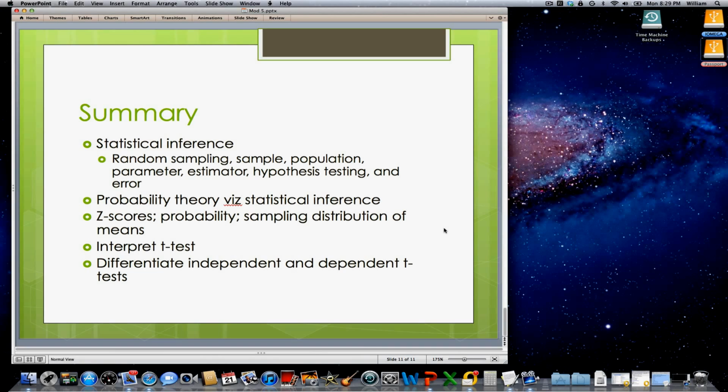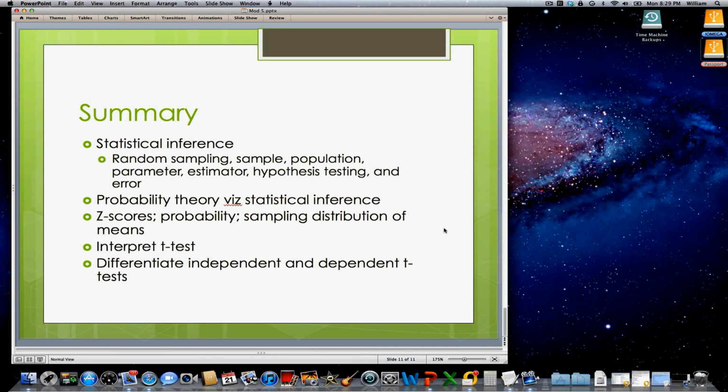And then finally, we differentiated the independent and dependent t-test. Independent being groups of people, groups of aircraft, groups of things, as opposed to the dependent t-test, which has multiple scores, or I should say more than one score on a single group of people, such as pre-test, post-test, on a single group of people. So that is, at a high level, what is covered in the book.